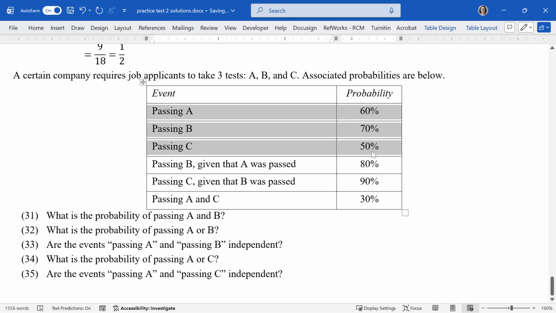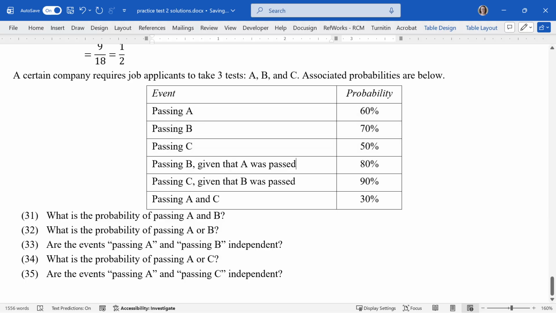Pretty hard tests. Passing B, given that you passed A, that actually raises your probability of passing B higher if you know that you passed A. Goes up to 80%. Passing C, given that you passed B, is much higher probability than passing C alone. Passing A and C, that is a lower probability than either A or C by itself. So passing both of those is kind of a low probability.